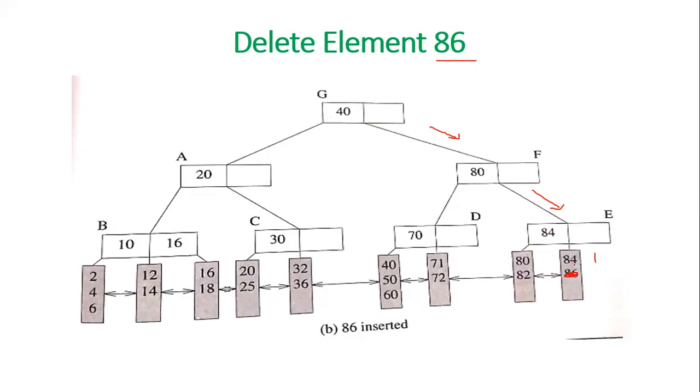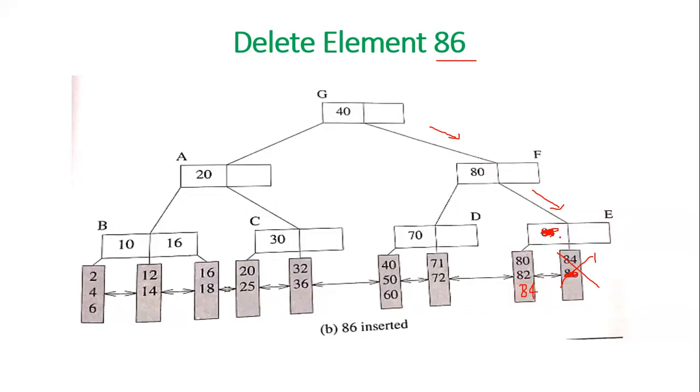This node becomes deficient. Can it borrow from its left sibling? It has only a left sibling. No, it cannot borrow, because it already has exactly the minimum number of keys. So you have to merge. If you merge this, this node is gone, and 84 will come here. Now this node has only one child, so there is no key here. 84 is removed. Now this node, node E, has become deficient.